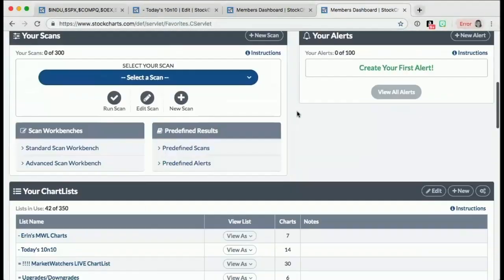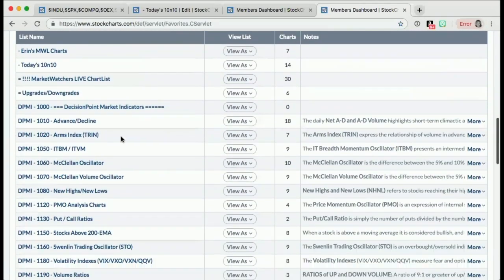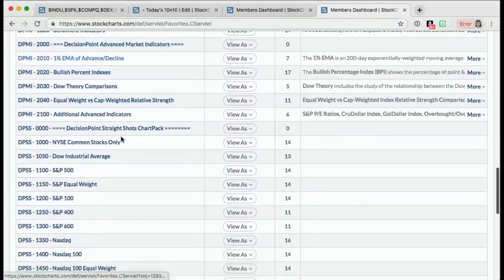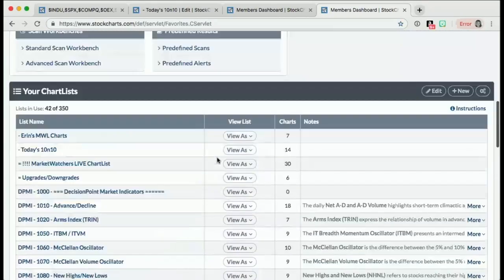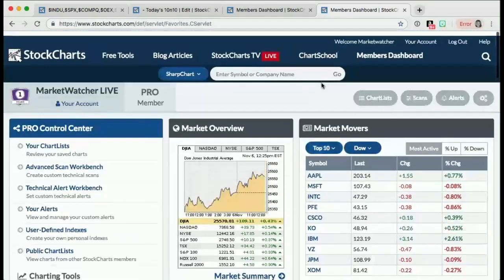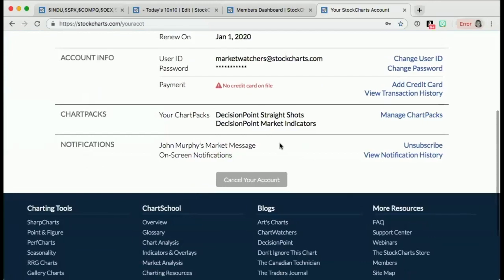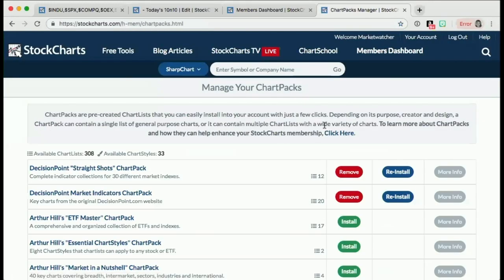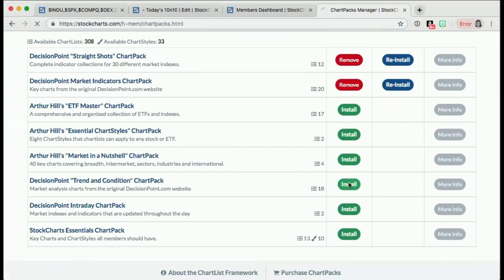So now if I go down here to my chart lists, there are my market indicators. But if I keep going down, now I have the straight shots chart pack, and it's right in here just like we saw for installing it. All right, so we still need to install the trend and condition one. So let's go ahead and do that. There we go.